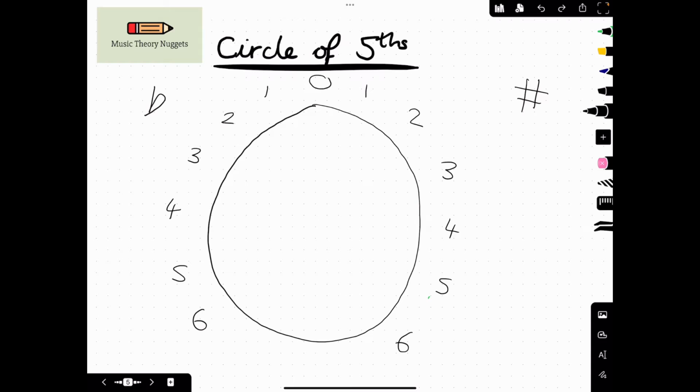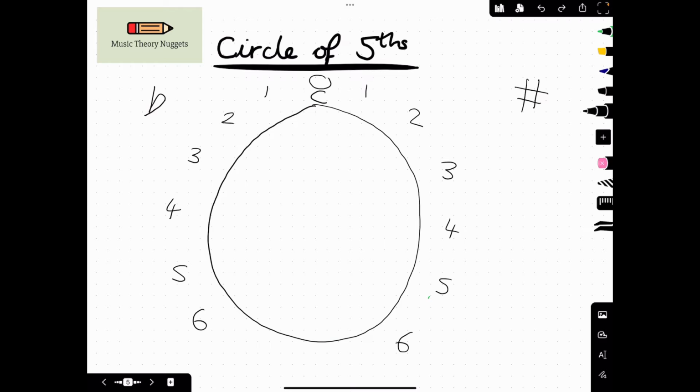When you've drawn your numbers, you're then going to be putting in the major keys. I always put the major keys on the outside of the circle between the number and the circle. And so first of all we can fill in the first one, C. C major has no sharps and no flats and lives right at the very top. So next we're going to go around this way and have a look at the sharps.